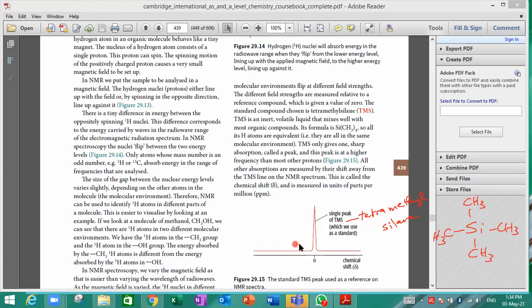And any other peak will appear here on the left-hand side of this peak, and our units here, or our graduation here, is called the chemical shift. How much is it shifted from the 0 point? We call it the chemical shift, and it has this symbol, which is the delta. And we write parts per million. Its units is parts per million.